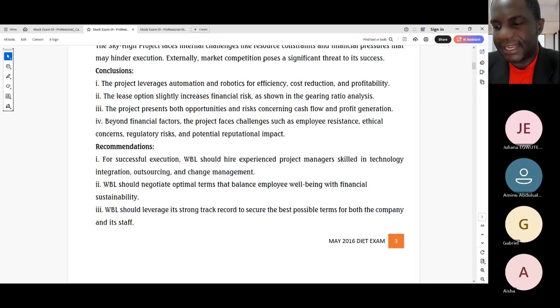We are already at 10:15 because we didn't start early. Okay, so at this point, I will take questions so that we can close. Any questions?